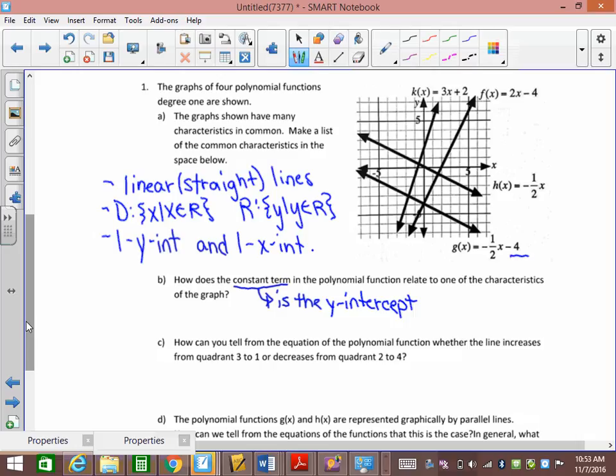See, this one has a -4, it crosses the y-axis at -4. This one has a plus 0, so it crosses the y-axis at 0. This one is a plus 2, so it crosses the y-axis at +2. The great thing about polynomials is that this happens for degree 2 and degree 3 as well, as long as there are no brackets.